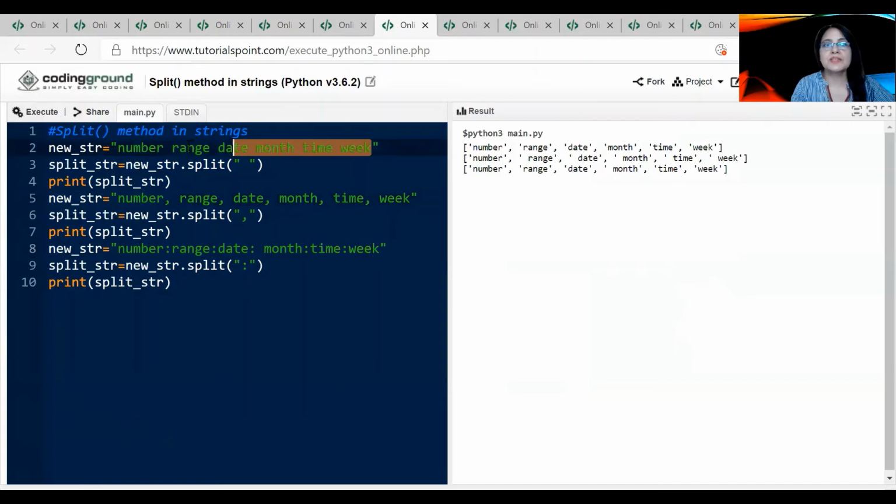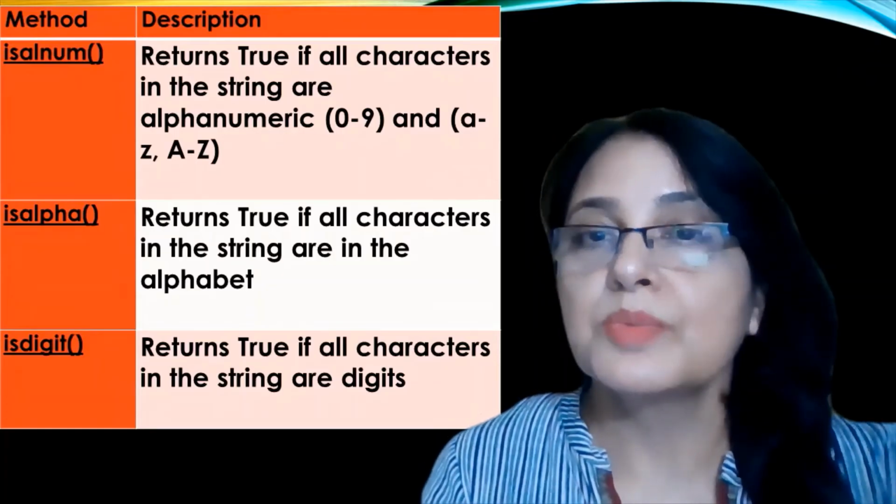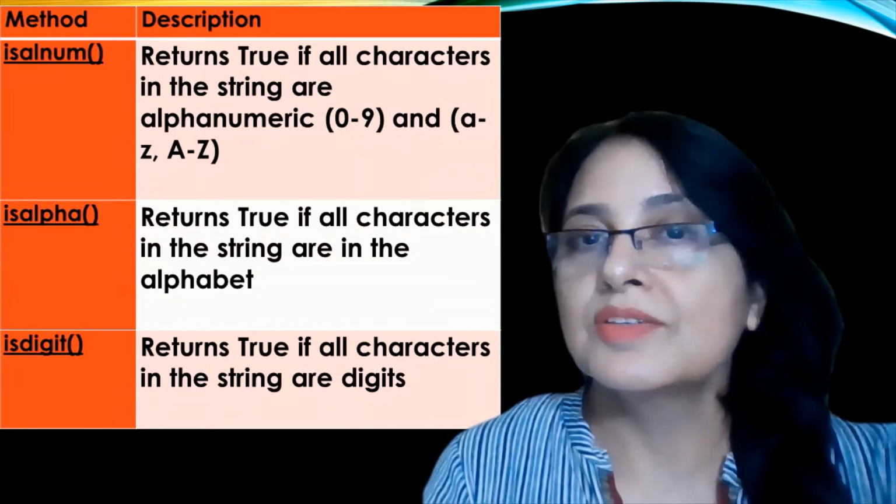So in the first case, we've given the separator space, and it has changed the string into a list of words. If the words in the string are separated by commas, we can use split, and you can give comma as a separator. It will again split it accordingly. If the words of the string are separated by colon, we can use that to split the string into a list of words.